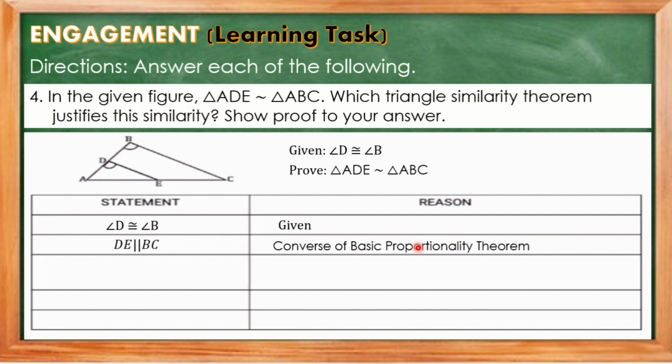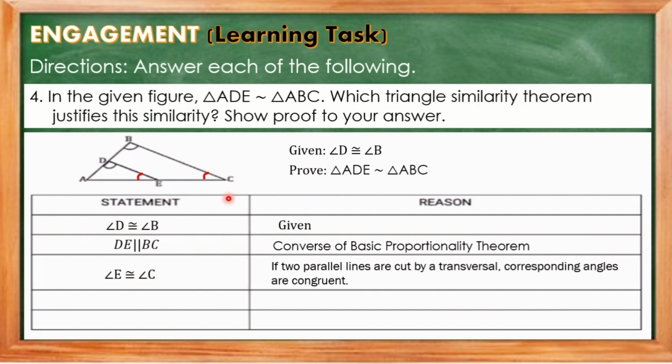Okay, so what else? So, another we have here, angle E is congruent to angle C. Yan ang nasa statement natin. So, ang reason natin ay if two parallel lines are cut by a transversal, corresponding angles are congruent. Maaalala ninyo, napag-aralan ninyo ito ng grade 7 at grade 8. So, let's say these two lines are parallel and this is the transversal line. Okay, so that's why angle E and angle C are corresponding angles. And corresponding angles are always congruent.